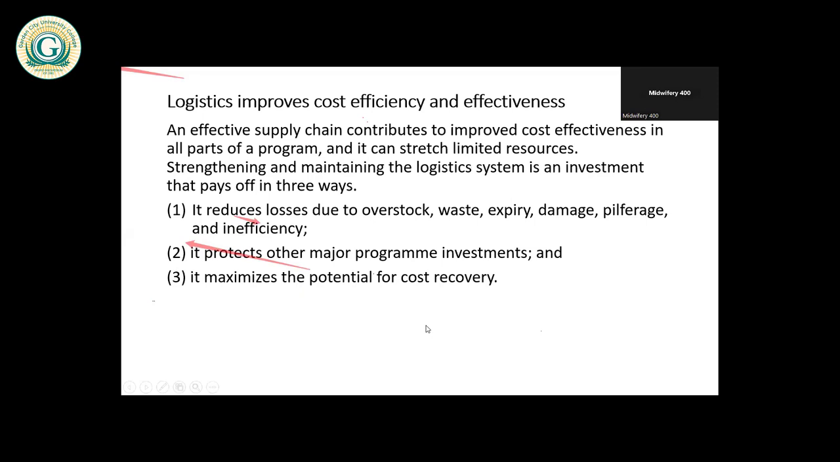So the third point, the third reason why logistics is important to you is that it improves cost efficiency and effectiveness. An effective supply chain contributes to improve cost effectiveness in all parts of your program, and it can stretch limited resources. Strengthening and maintaining the logistics system is an investment that pays off in three ways. So if you have an efficient logistics system, it reduces the costs. Because if you have an efficient transport system, you are able to reduce the cost of transportation. It affects the price.